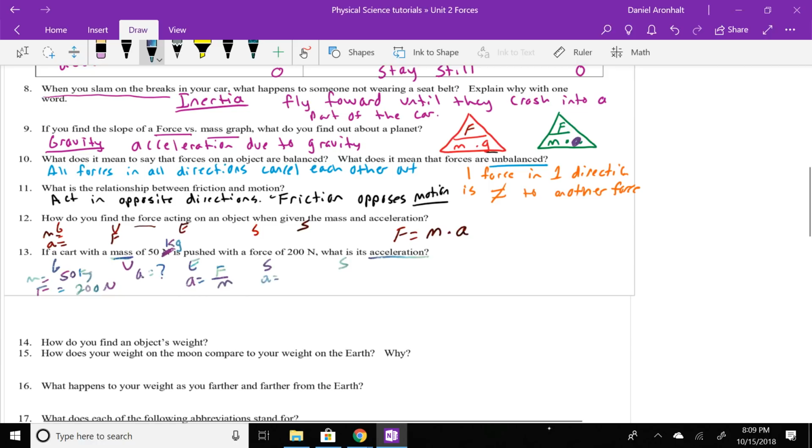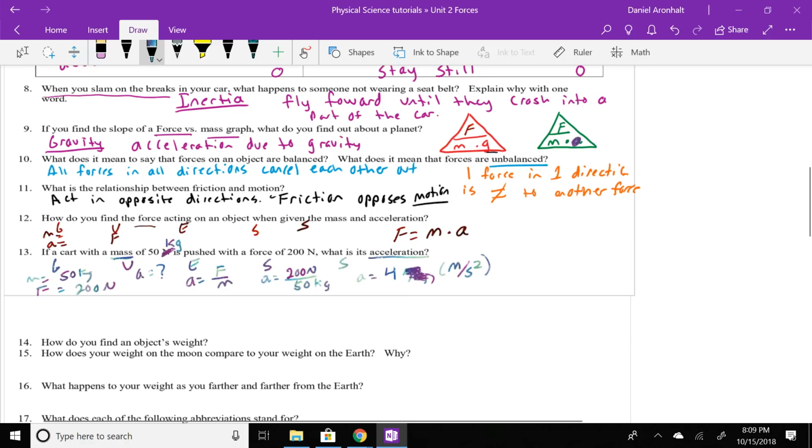Substitute in A equals 200 newtons divided by 50 kilograms. And when it's all said and done, A is going to equal 4 newtons per kilogram. But that's really a gravity thing. Acceleration is going to be meters per second squared. And we would, of course, help you with those units. Meters per second squared. So we'll have those listed out for you.